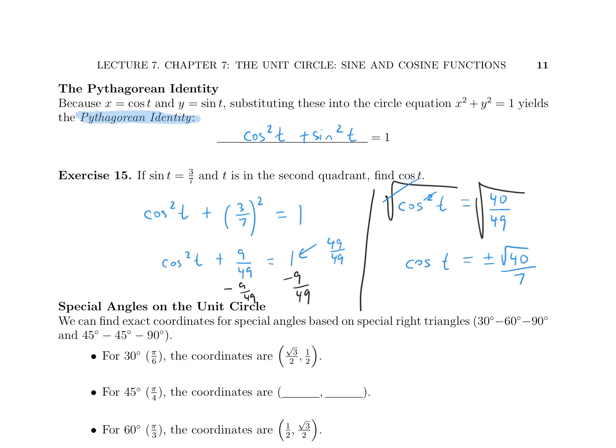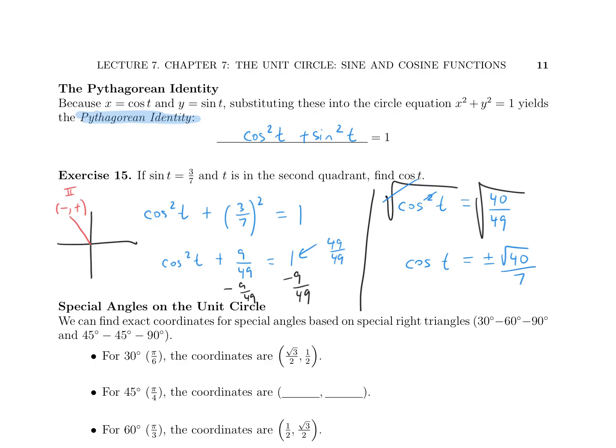The plus minus comes from the square root of both sides of an equation. That always introduces the plus minus. However, we are in the second quadrant, so let's see how we can use that information to determine whether we should use the positive or the negative value. So in the second quadrant, we have negative, positive, right? The x coordinate is negative and the y coordinate is positive in the second quadrant.